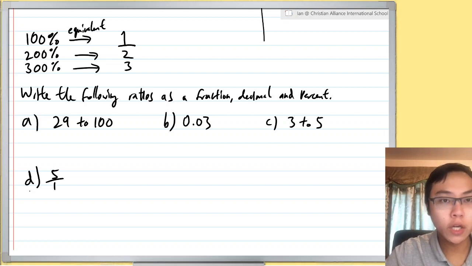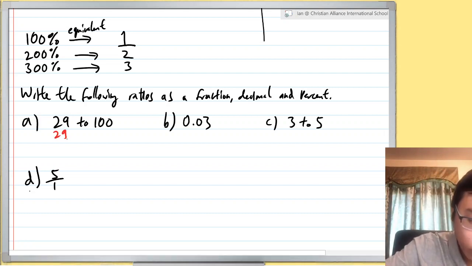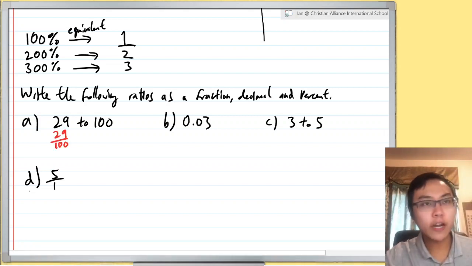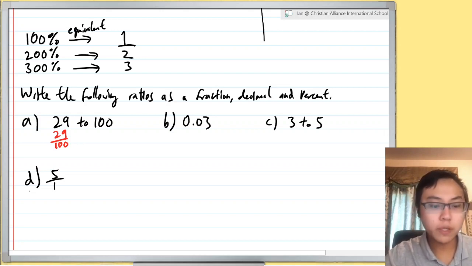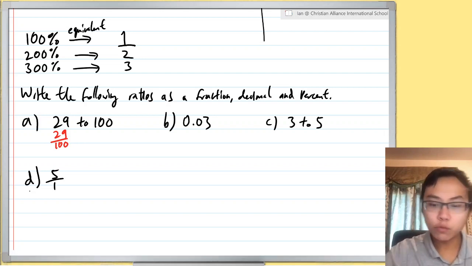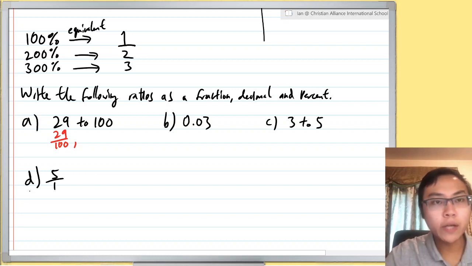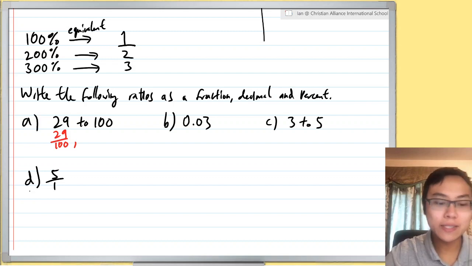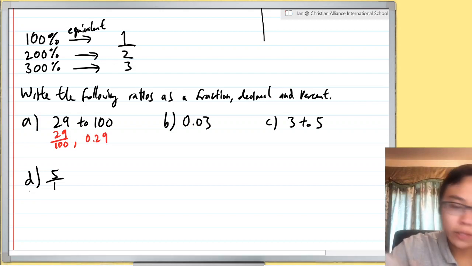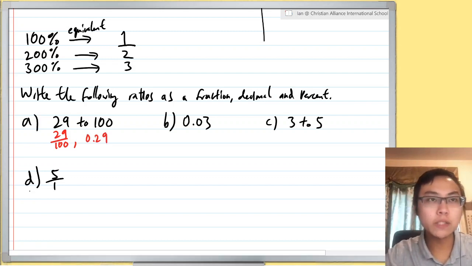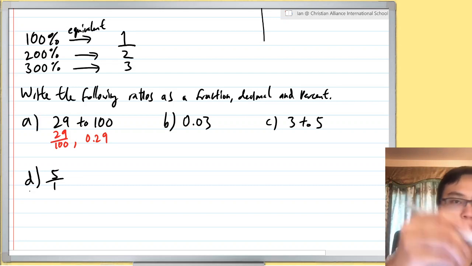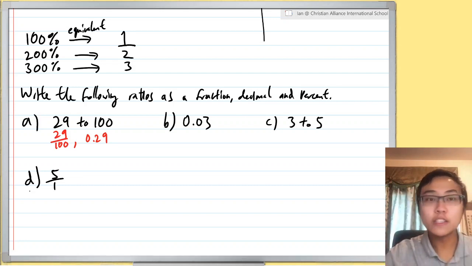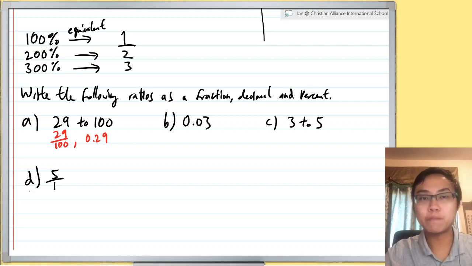So 29 to 100 is the same as 29 over 100, and so that is the fraction. It's already in simplified form because there's no more common factors. Then let's write that as a decimal as well. 29 over 100, if you divide it, you should be able to realize that it is 0.29. Anything over 100 means we're going to get rid of the zeros, which means we're going to move the decimal place 2 places back. This is the easy thing about dividing by 100, dividing by 10, dividing by 1,000. We shouldn't need to work this out.